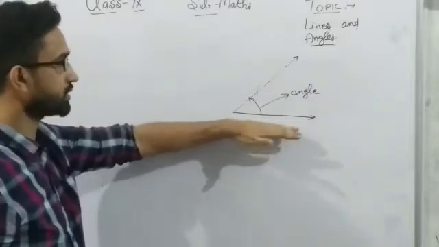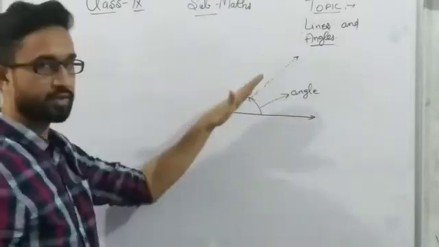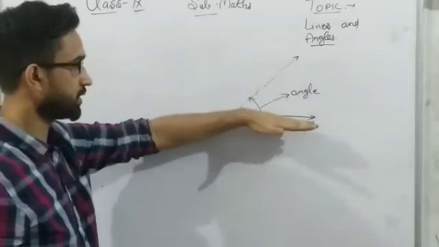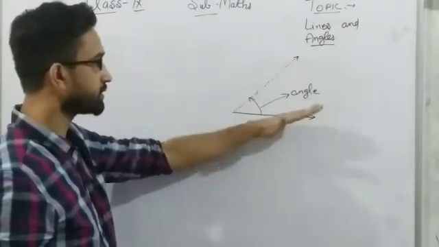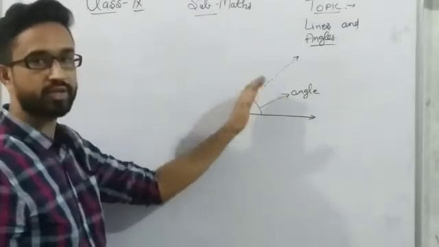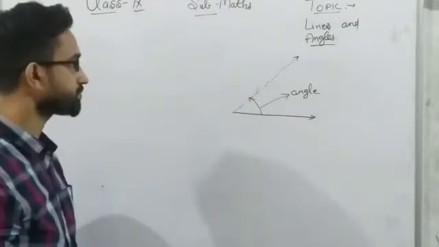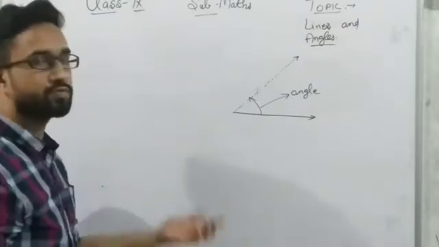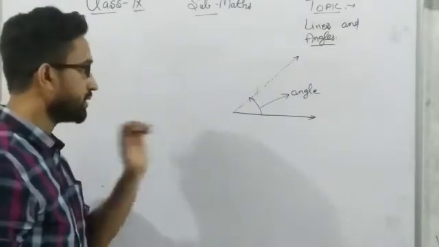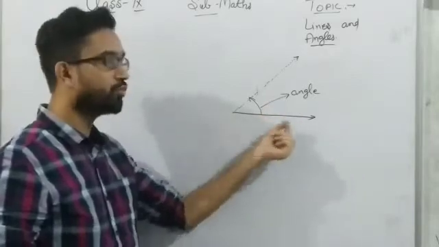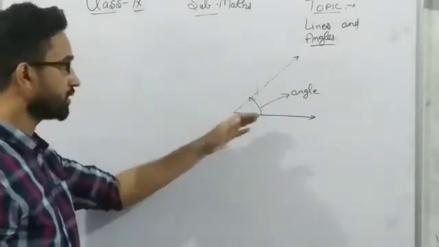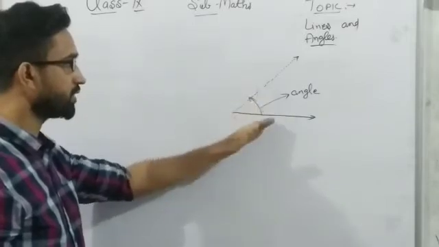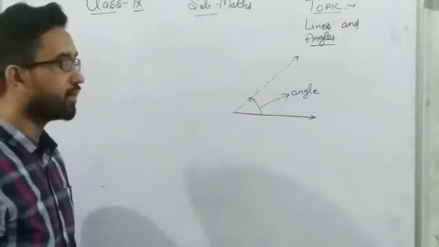Or you can say, suppose there is one more line. The difference between the position of this line and the position of this line, that difference is known as angle. The measure of that is known as angle. Lines we all know, right? If we have 2 points, that is known as a line if they are joined by something. Then the angular displacement between them, that is known as an angle.